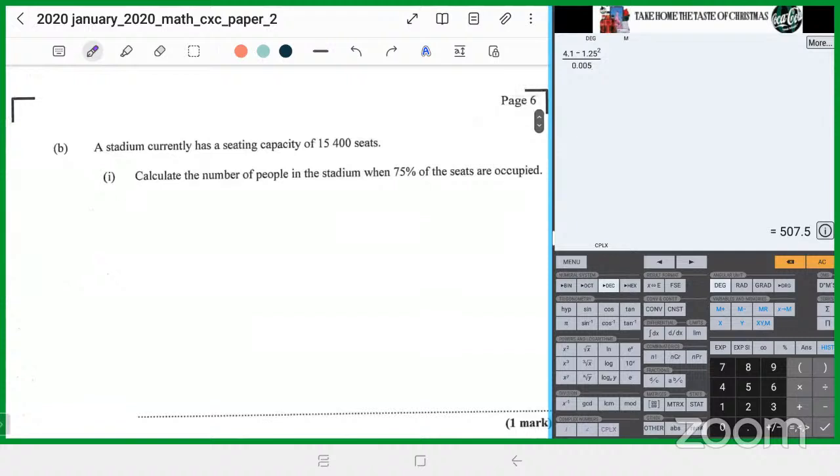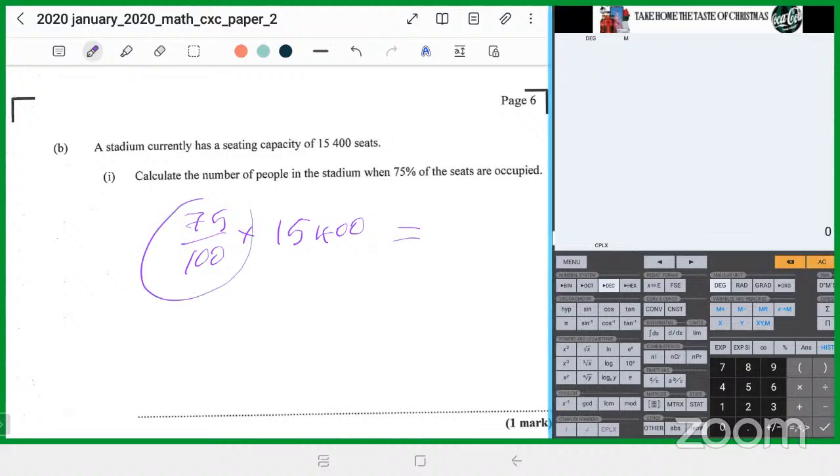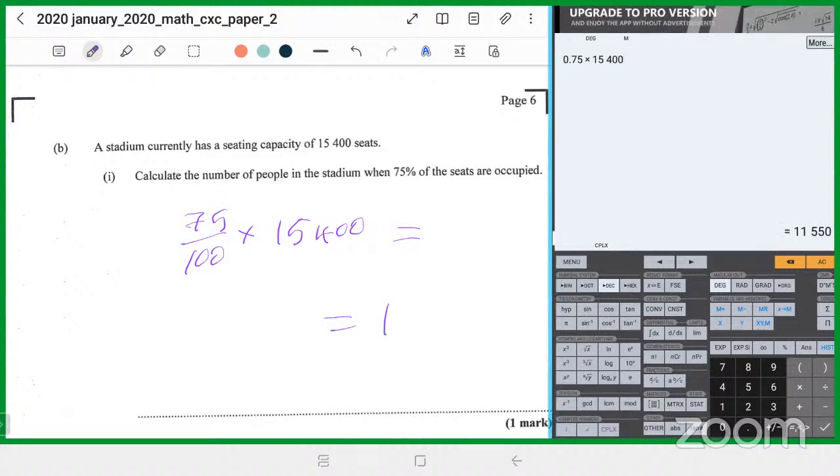They don't want us to do this one now. Another calculation question. It says a stadium currently has seating capacity for 15,400. Calculate the number of persons in the stadium when 75% of the seats are occupied. So 75 over 100 multiplied by 15,400. 75% is the same as 0.75. So we put 0.75 times 15,400. That is equal to 11,550. That is it.